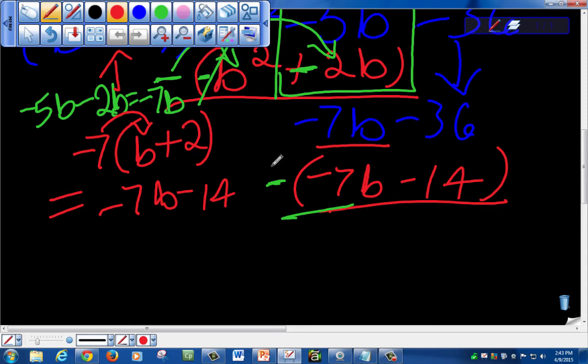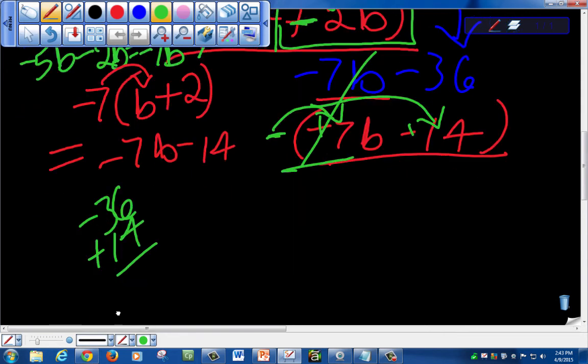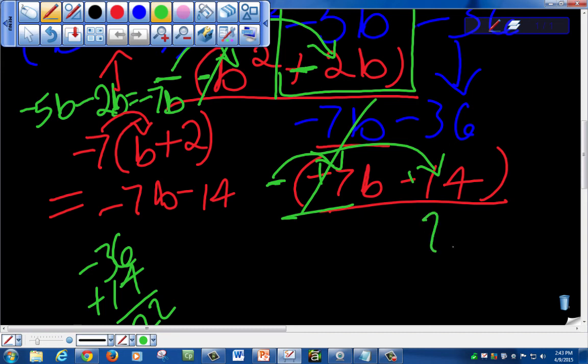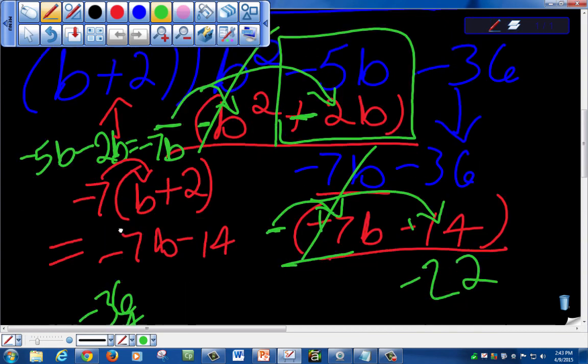Now that we distribute this negative onto both of them, we're going to have this guy become a positive and the 14 as well. So negative 7b plus 7b gets canceled out completely, and right down here, negative 36 plus 14 will give us 22. So our remainder for this portion is negative 22, because we have to keep the sign of the bigger number whenever we're adding and subtracting.